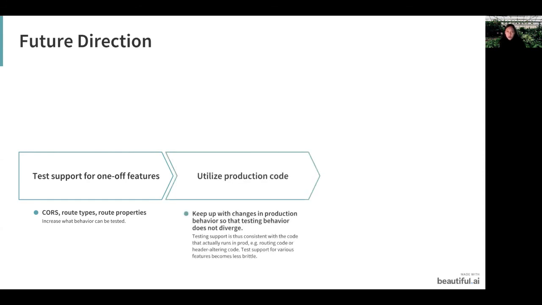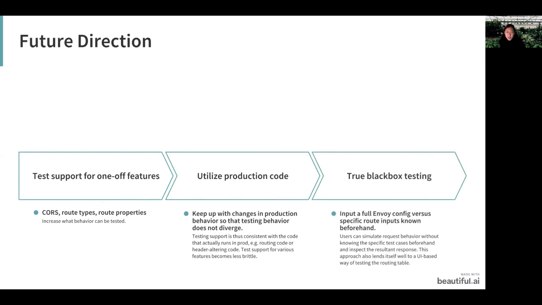Building off of this, one major improvement would be utilizing production code. Currently, the router check tool uses the same routing function as Envoy in production itself, but when it comes to things like header validation, it's more or less a copy of the code that runs in production. This is also one of the main roadblocks to implementing something like CORS testing support, because ideally you want to be able to use the same code as production so that testing support is consistent and doesn't diverge. It also makes adding test support a lot less brittle because, as you may know, open source Envoy gets a lot of changes every day, and so just copying the code over from production is not very feasible.